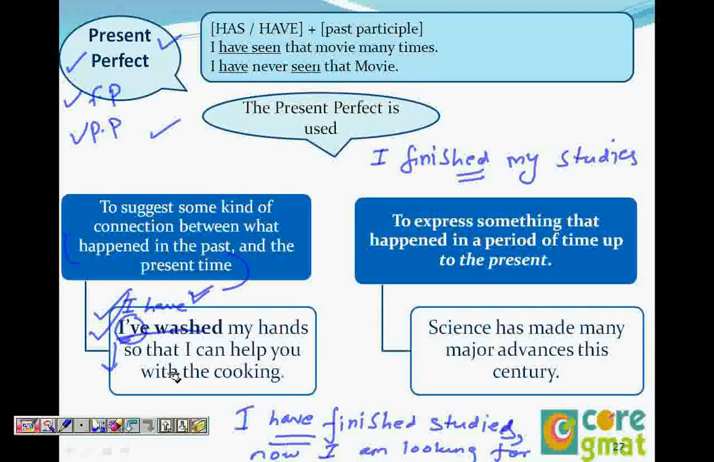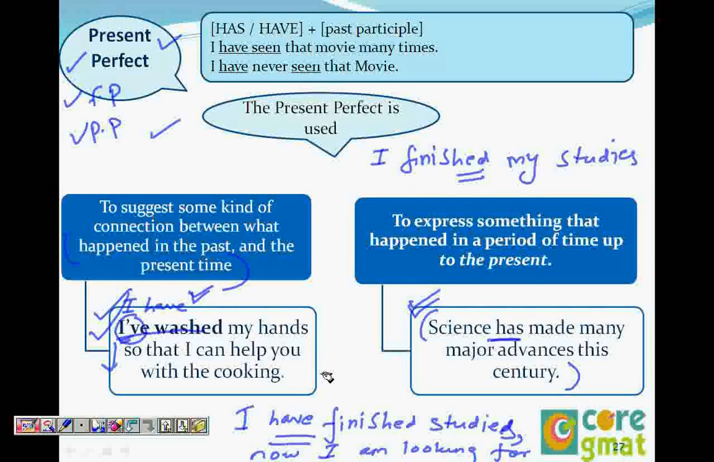True. So you use present perfect here. We also use present perfect to express something that happened in a period of time up to the present. So something which has been happening up till now. Science has made many major advances this century. So we're talking about this century, so it is not over. It is still there.